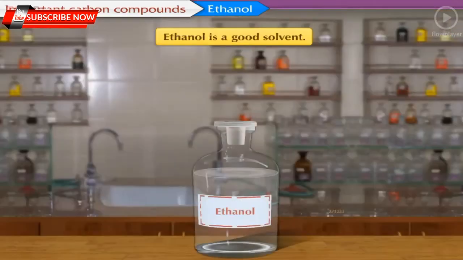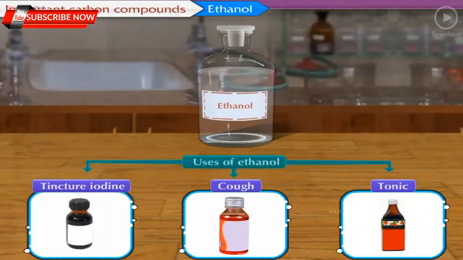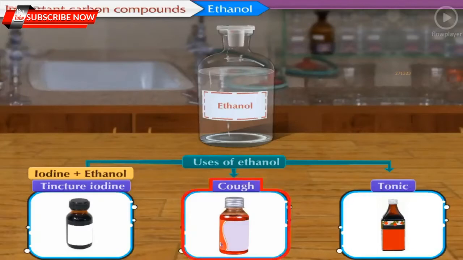Ethanol is a good solvent. It is used in medicines such as tincture iodine, that is, a solution of iodine and ethanol, cough mixture, and also in many tonics. Come, let us now study the chemical properties of ethanol.